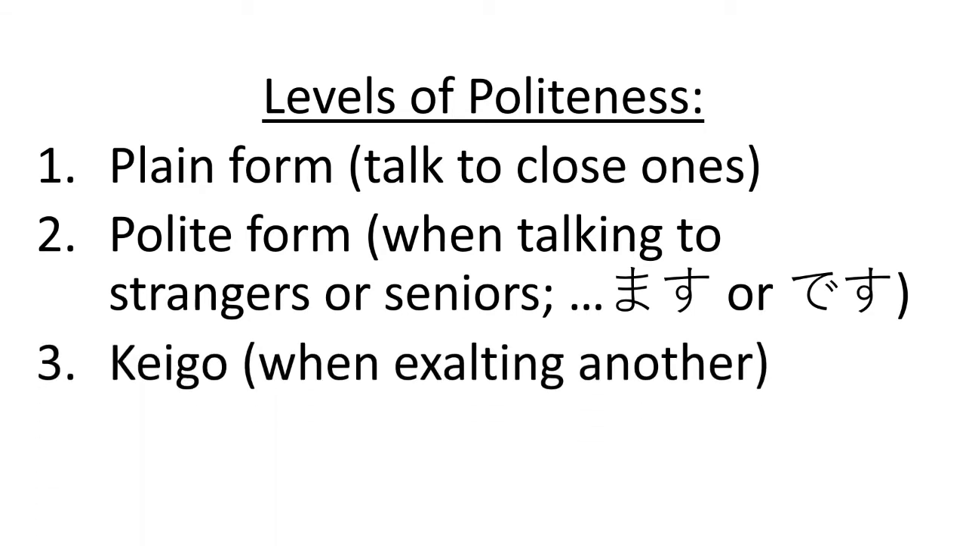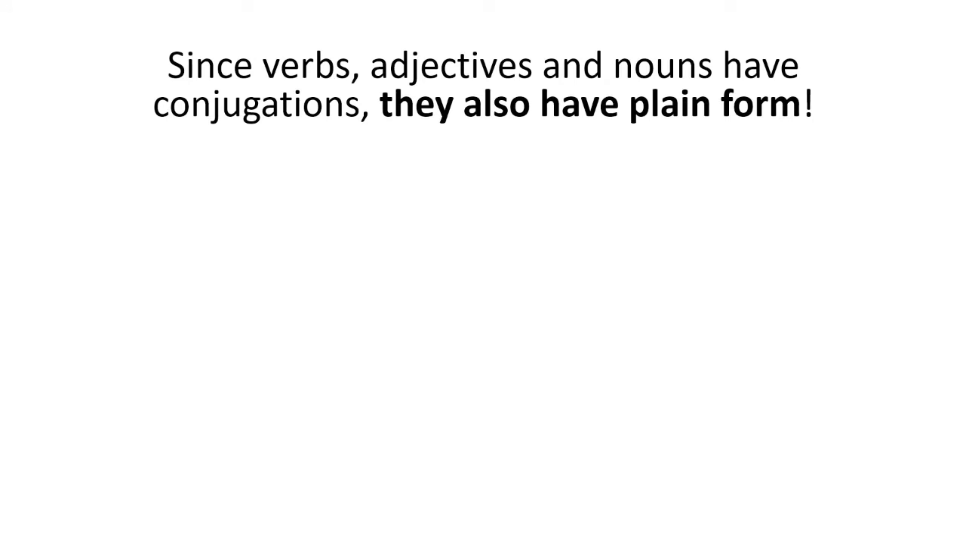And then we have keigo, when you are exalting another person like a professor, we use this keigo form. Today we're going to talk only about the plain form, the ones that we use when we talk to our close ones. Now, since verbs and adjectives and nouns have conjugations, they also have plain form.